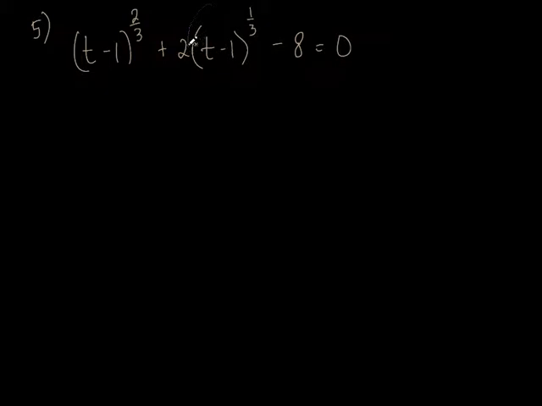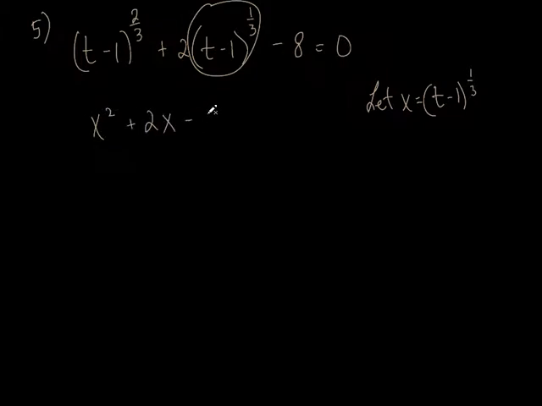If this thing right here was an x, do you remember this? So we let x equal (t - 1)^(1/3). Wouldn't you agree with that? If that was an x, then what would this be? This would be an x squared. So really, I could write x squared plus 2x minus 8 equals 0, all right?